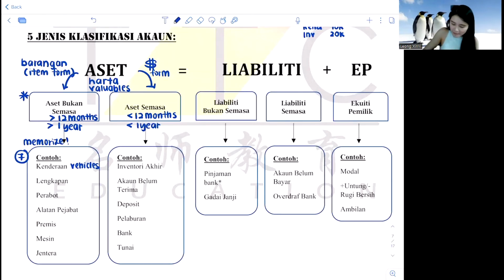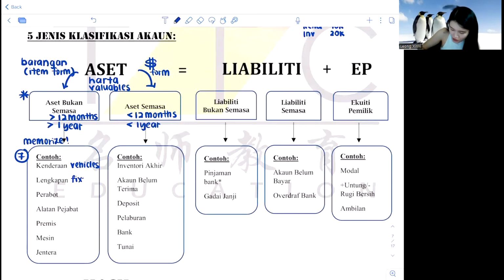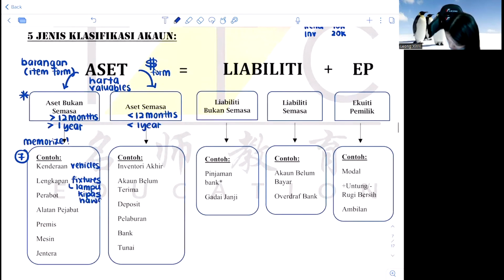Second one, lengkapan. Lengkapan in English is called fixtures. So they are fixed at a certain position and usually we don't change them anymore. Like example, what type of things we put under lengkapan, yeah? Example, lampu, kipas, and hawa dingin.